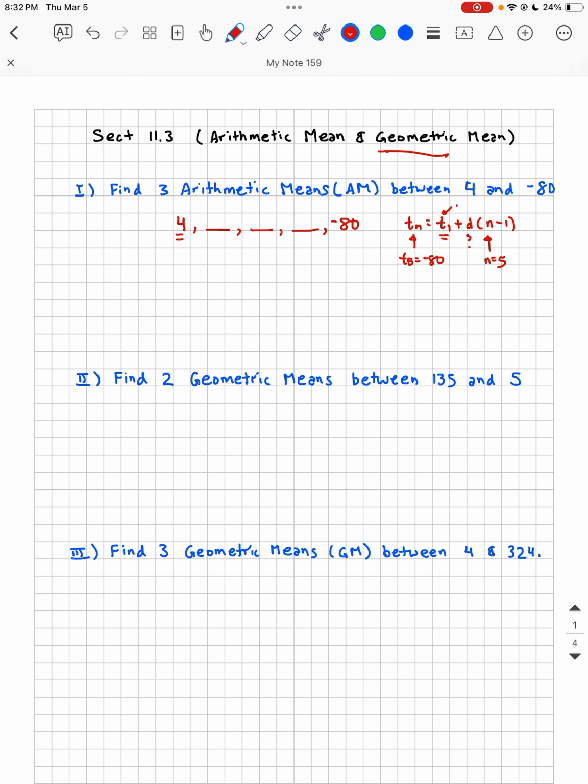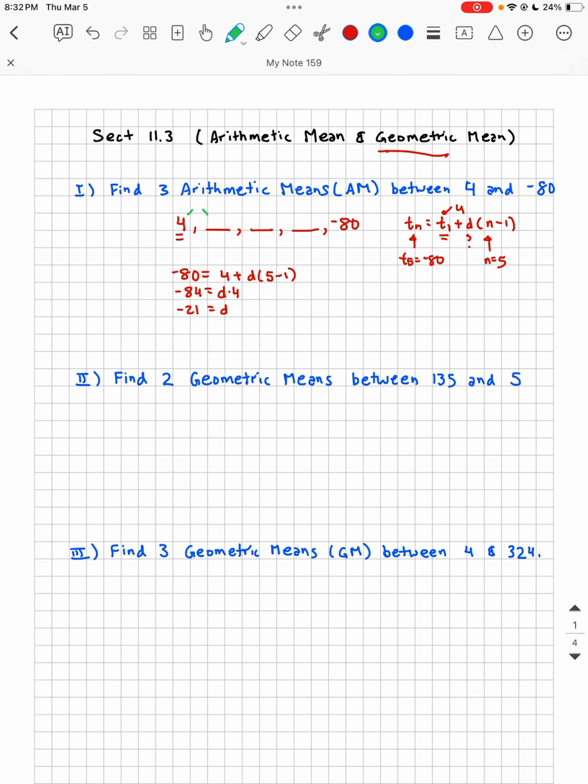So if we were to put it all together, remember T of 1 is equal to 4, then we have the following equation. Negative 80 is equal to 4 plus D multiplied by 5 minus 1. I want to solve for what D is, which represents the difference that you add or subtract in order to get from one term to the next. So subtract 4 from both sides, you get negative 84 is equal to D multiplied by 4. And so it looks like D is equal to negative 21.